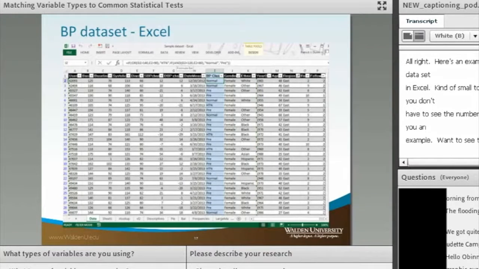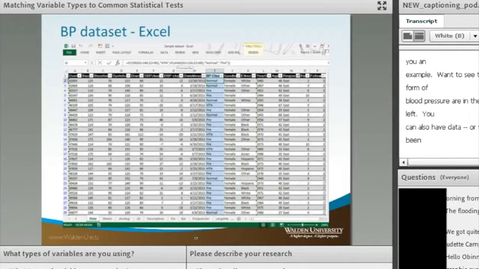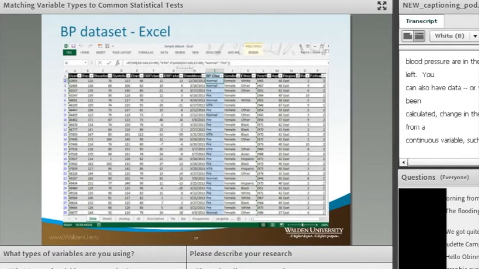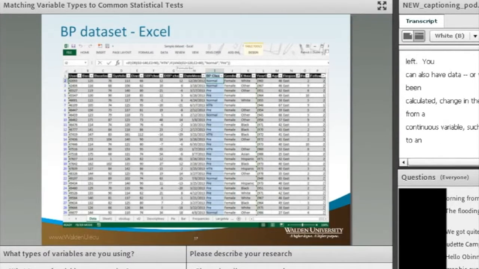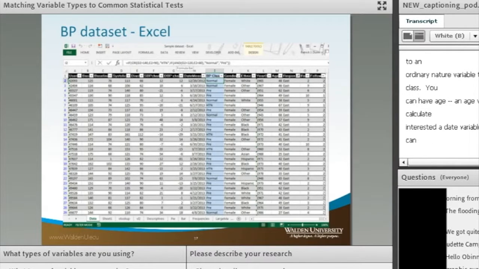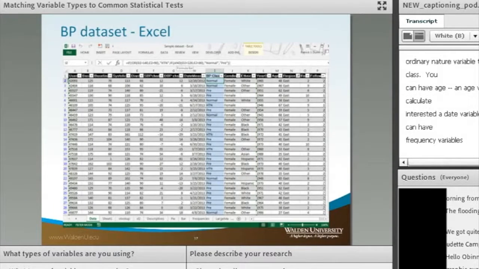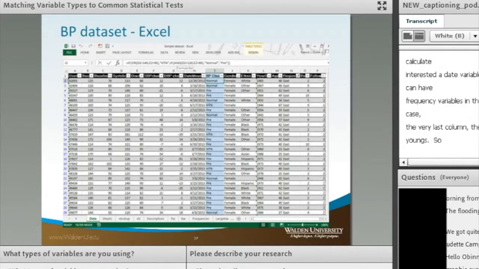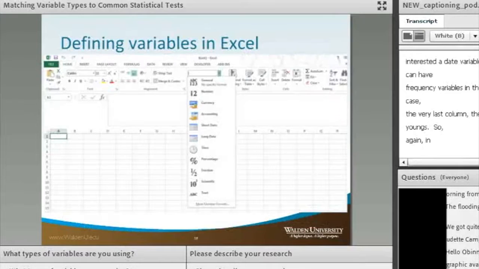You can also have data or variables that have been calculated, changing the variable from a continuous variable such as blood pressure to an ordinal variable such as blood pressure class. You can have an age variable that is calculated from a date variable. And finally, you can have frequency variables in the form of, in this case, the very last column, the number of readings. So again, in a real live data set, sometimes you get a whole bunch of different types of examples.